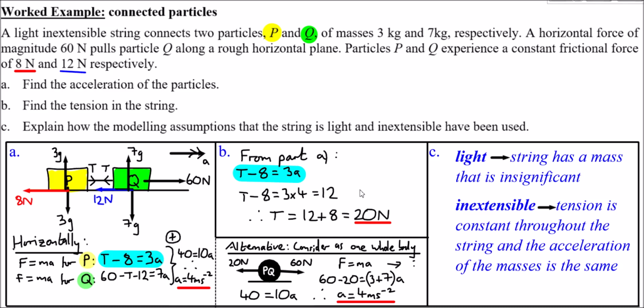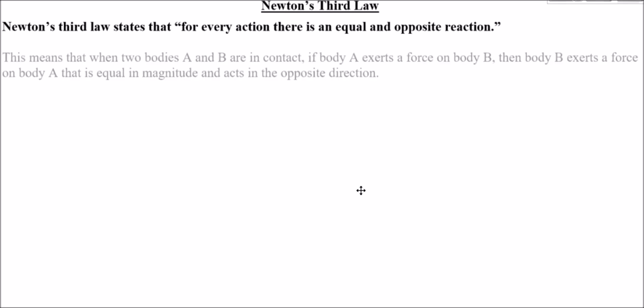So let's just move forward now. Newton's third law. So let's state it, then we can talk about it. Newton's third law states that for every action there is an equal and opposite reaction. So this means when you've got 2 bodies A and B that are in contact, if body A exerts a force on body B, then body B exerts a force on body A that is equal in magnitude and acts in the opposite direction to the other body.